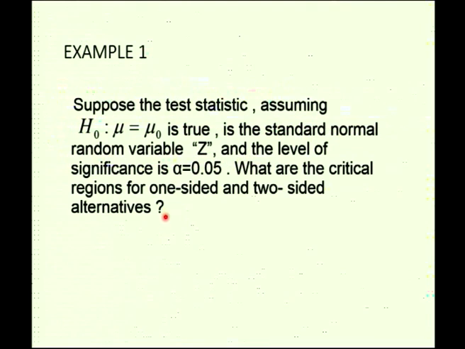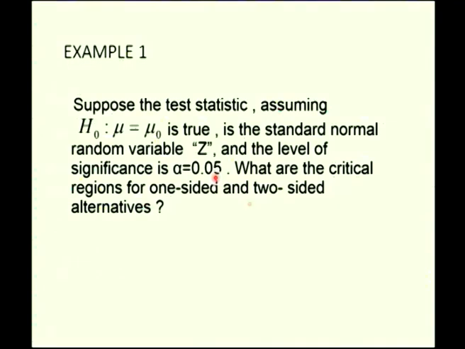Now, we shall see this example of how the critical regions are determined for one-sided and two-sided alternative hypotheses for a given level of significance. Level of significance given is 0.05. Now, suppose the test statistic, assuming H naught: mu equals mu naught is true, that is the null hypothesis is true, is the standard normal random variable z, and the level of significance alpha is equal to 0.05. What are the critical regions for one-sided and two-sided alternatives?